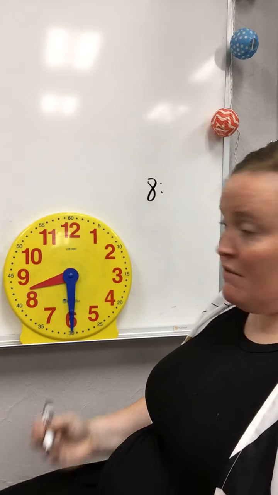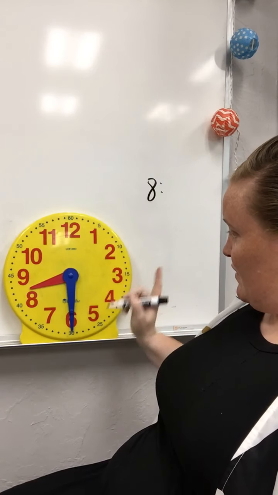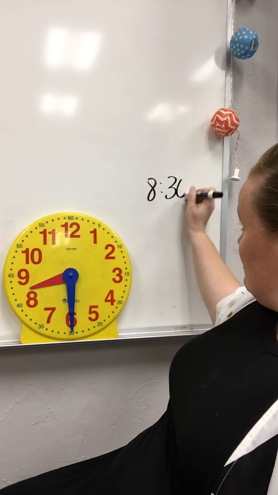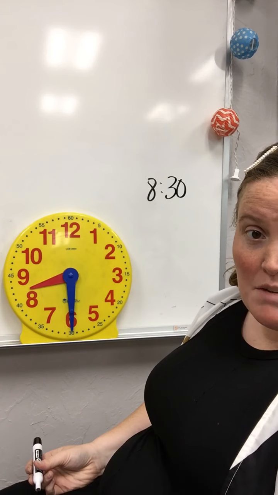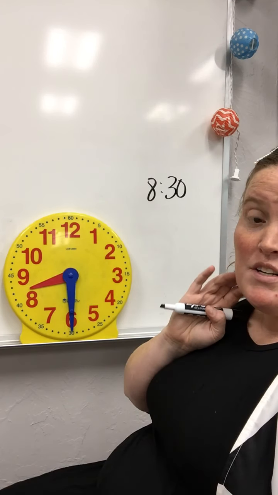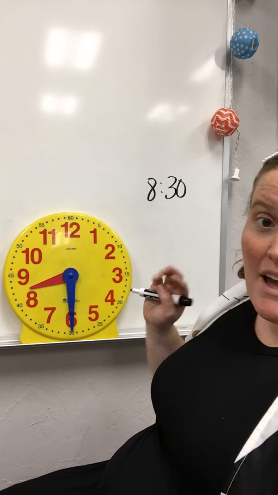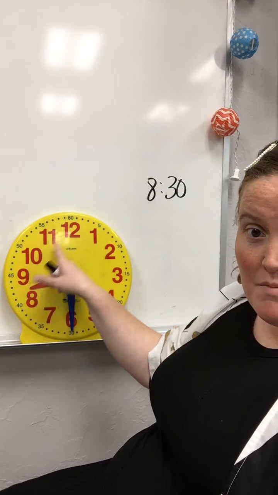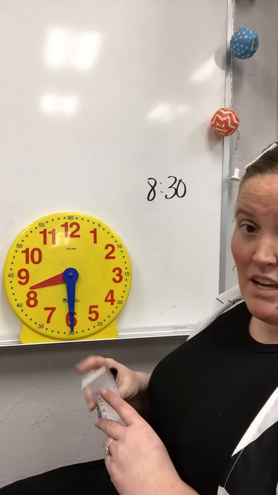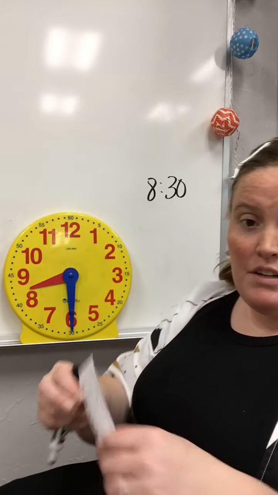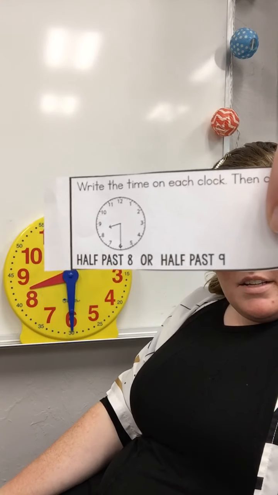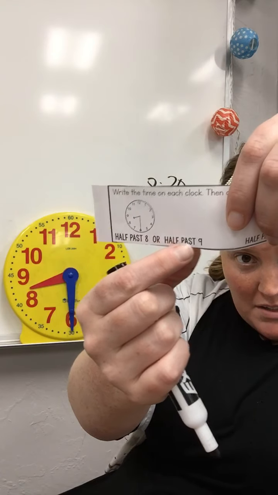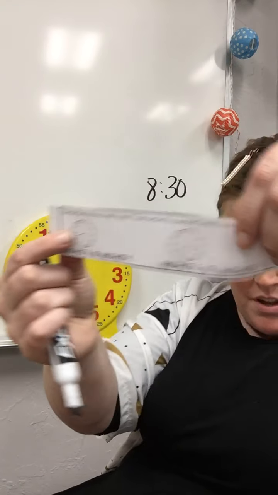So 8 dot dot. And then we've got 5, 10, 15, 20, 25, 30. We always know that the 6 is 30. So 8:30. I know it looks like I'm writing backwards, but I'm sorry. Okay, so that can also be halfway past 8 o'clock. So it can be half past 8 also. So down here you're going to circle, because it says, is it half past 8 or half past 9? It's half past 8, so circle that.